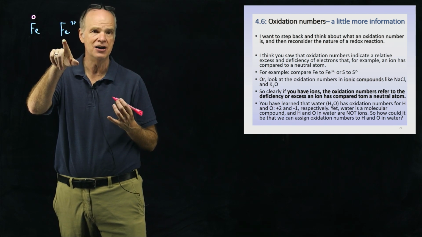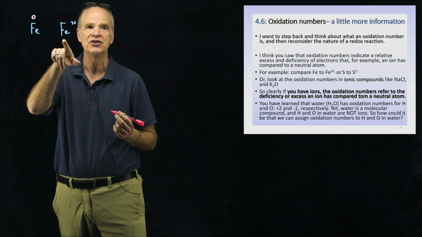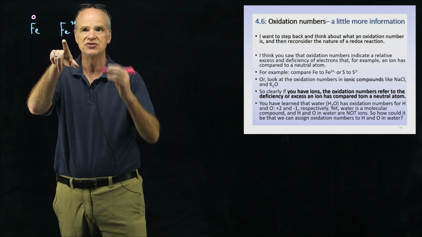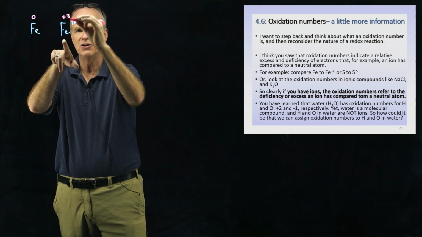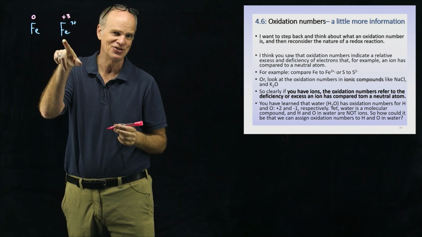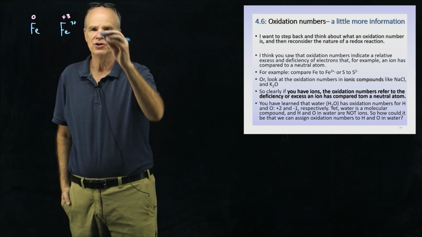And so, because this iron ion is deficient in 3 electrons, we indicate that in the oxidation number. We say, okay, this is deficient in electrons, so it's a plus. And it's deficient in 3 electrons, so it's going to be a +3. So we can take another simple example here.